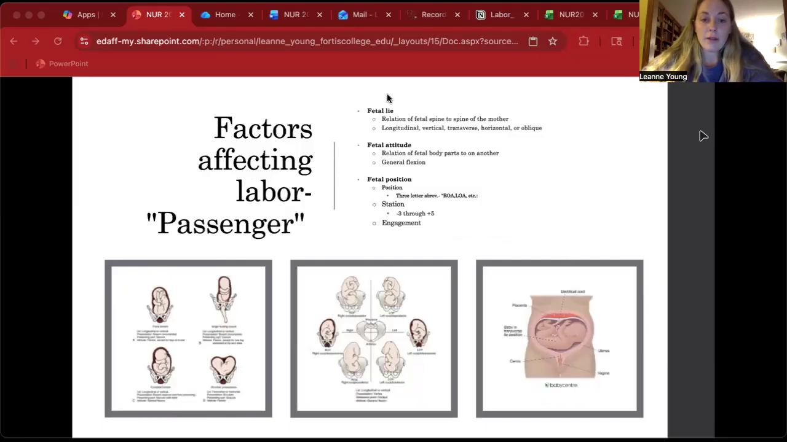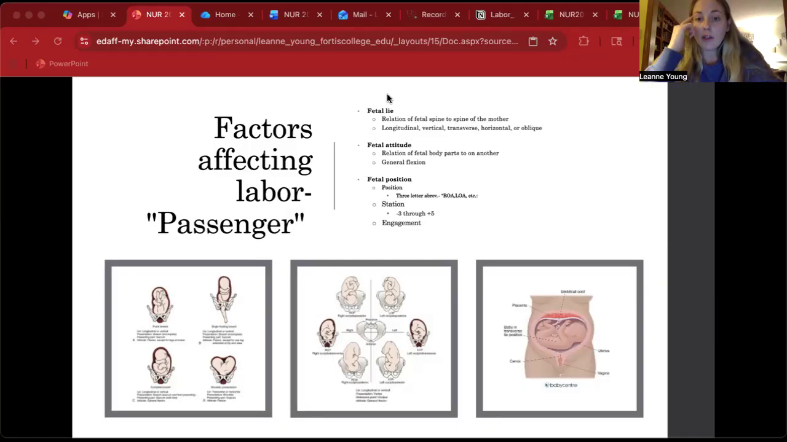Continuing on our factors affecting labor with our passenger, which is our baby, you guys are going to need to know the 5 P's that affect labor. Okay, passenger is one of them. Okay, fetal lie. All right, so here's that terminology that I was talking about. Fetal lie is referring to the relation of the fetal spine to the spine of the mom. The most common lie is longitudinal or vertical, which just means that baby is laying vertically in utero, and their spine is lined up to mom.